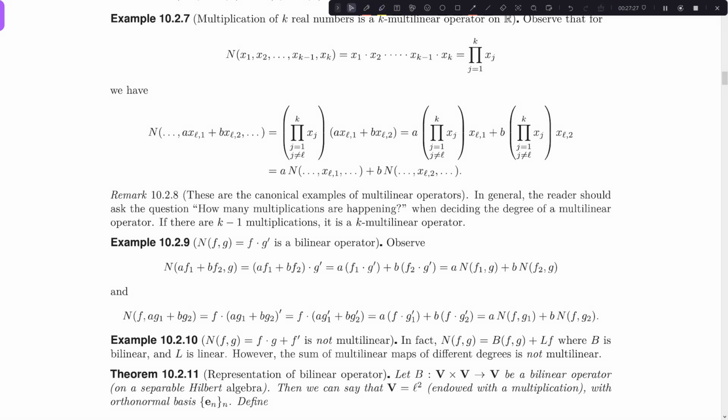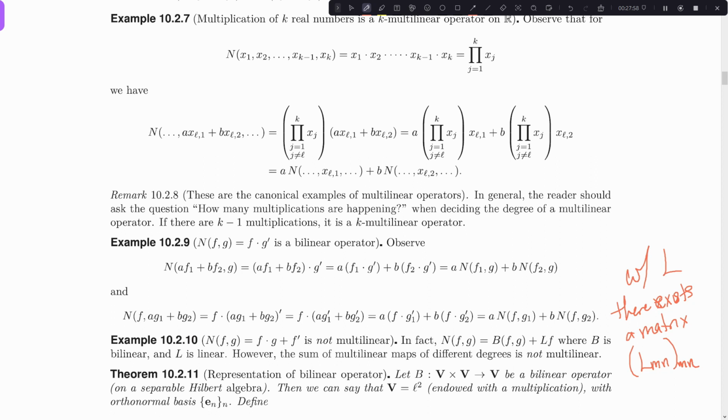The next theorem is very important. The next theorem is our version of matrices, but for bilinear operators. Remember, in matrices, with a linear operator L, there was a matrix. There exists a matrix L, M, N, indexed by N and M.